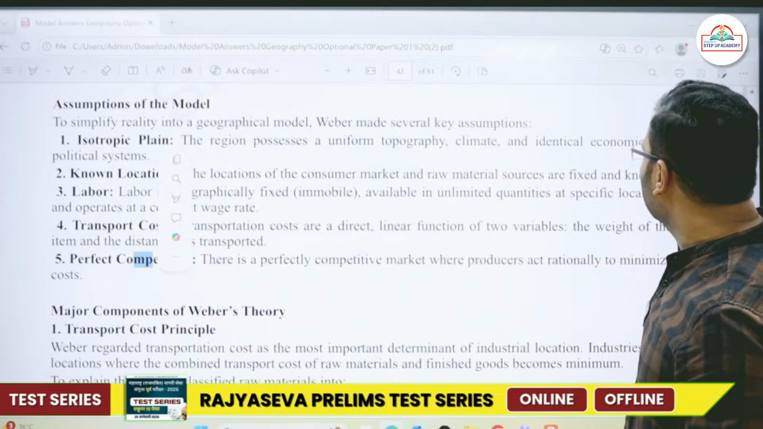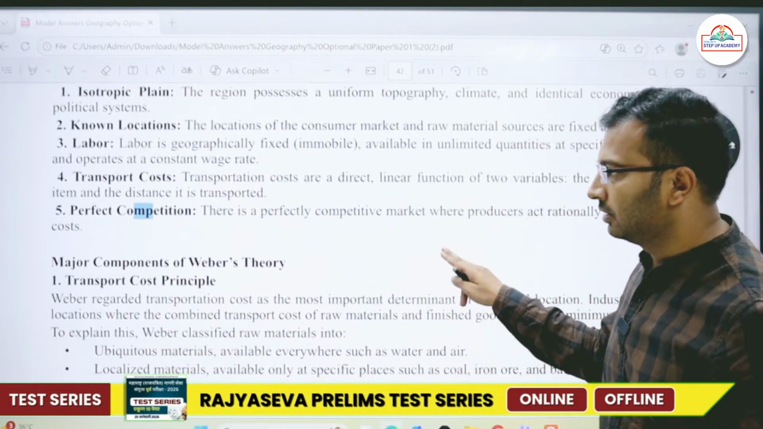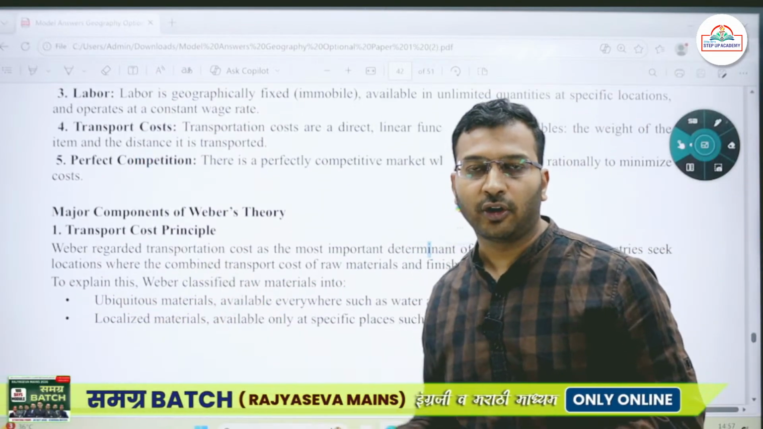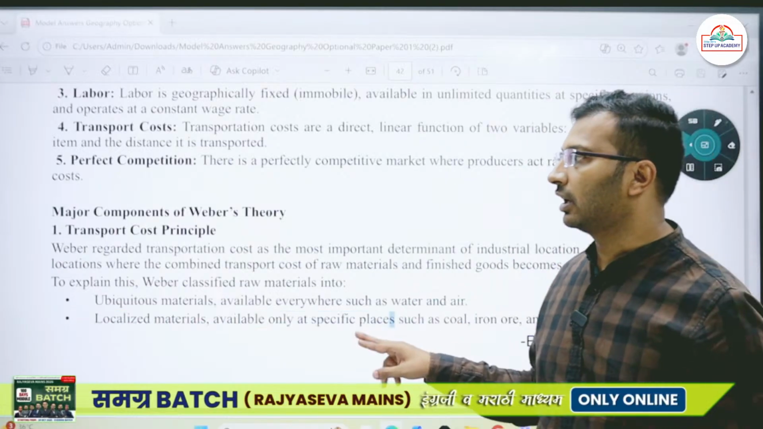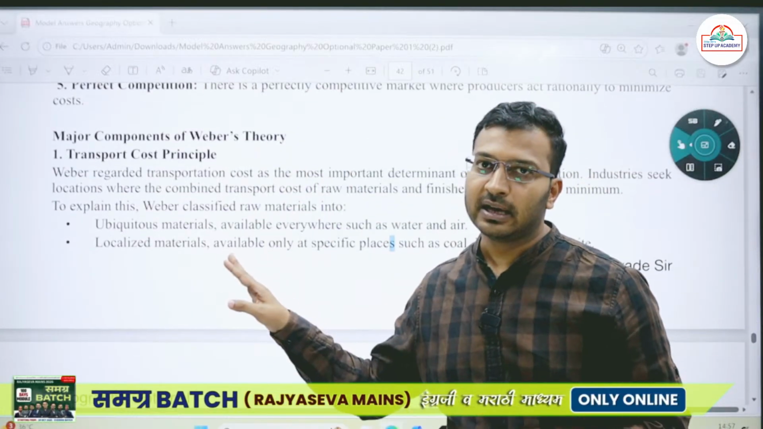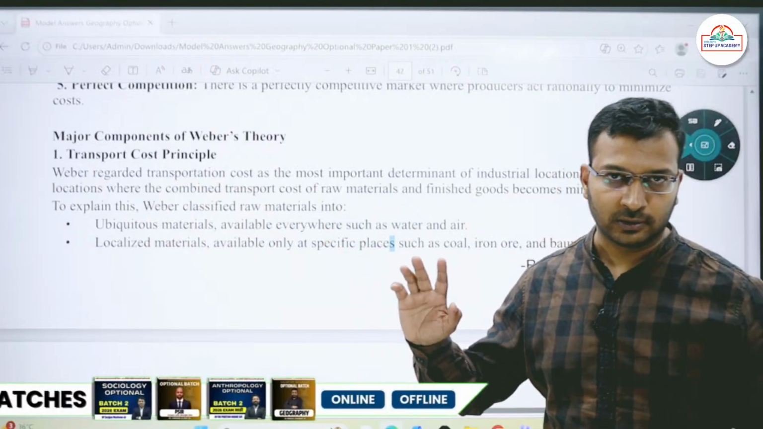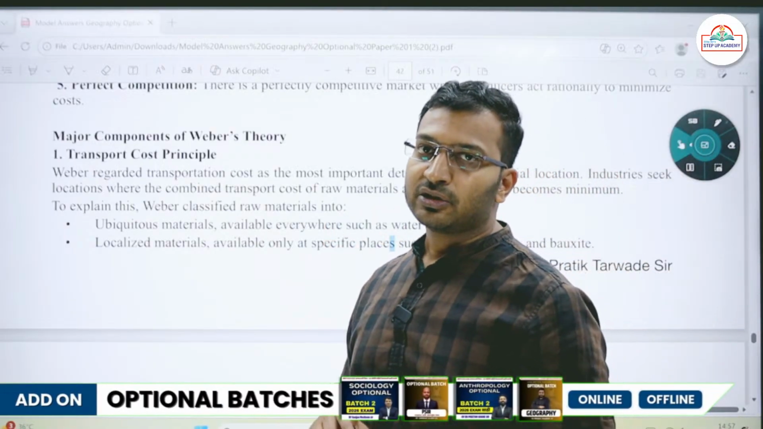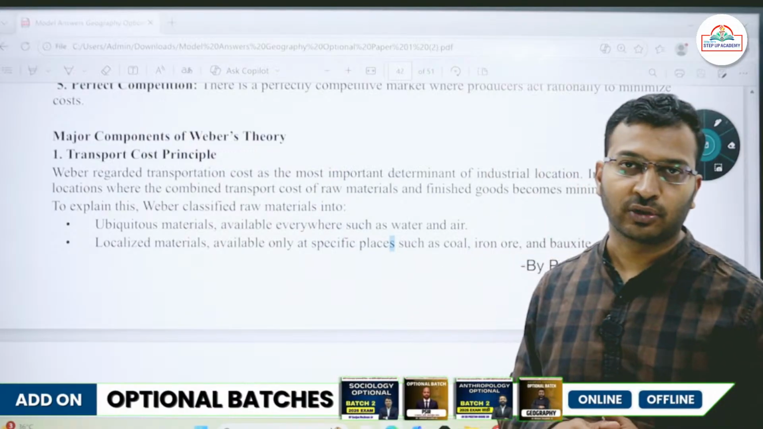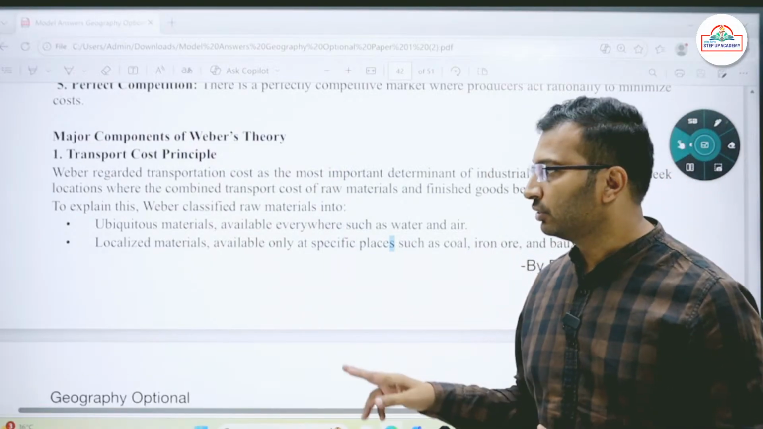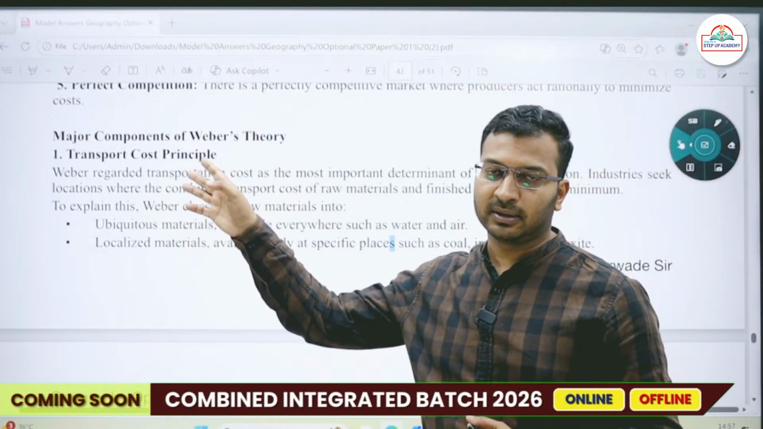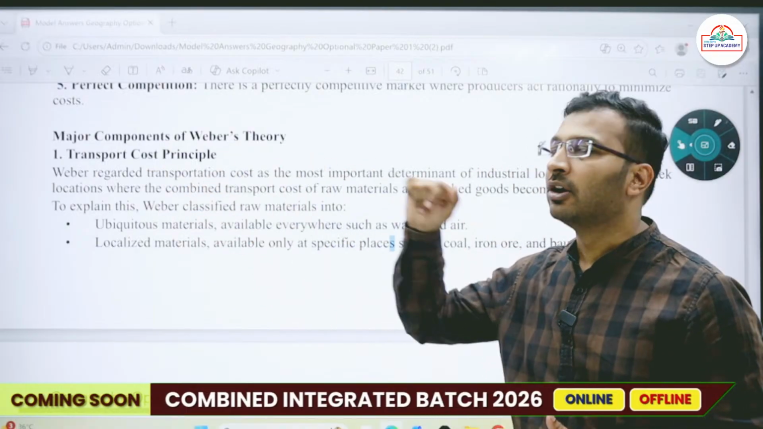Then the major components, because they have asked to explain, the major component of Alfred Weber's theory is the transport cost principle. As I've said, he talked about the initial production. So he mostly talked about the presence of the raw materials. He talked about the same two kinds of raw materials. Some raw materials are present throughout, some are localized.